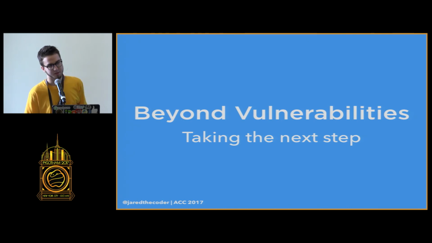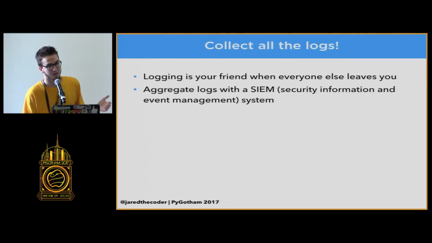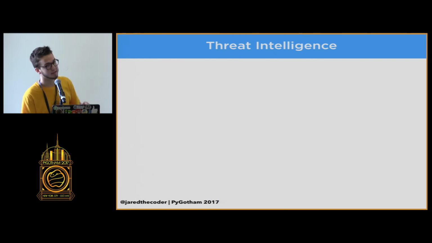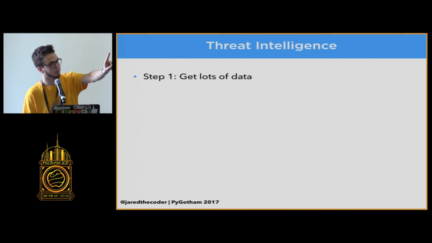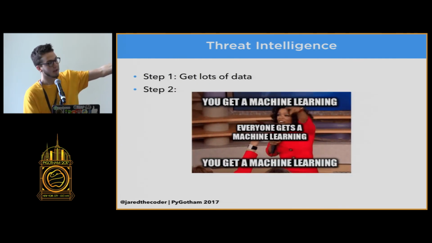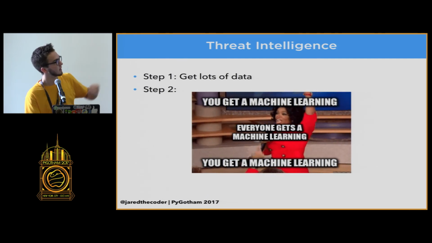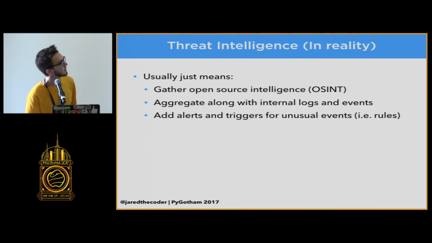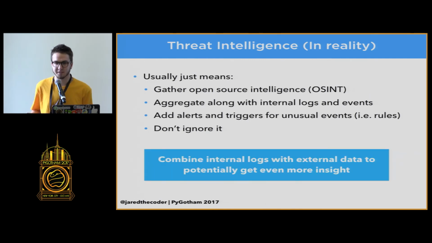I'm not going to talk much about this, but the goal here is to collect all your logs, beyond actual web security. Knowing how things propagate through your systems is important. There are lots of tools to do this. Threat intelligence, this one's fun. Who's heard of threat intelligence? Threat hunting, any of those things? So step 1, implement your own threat intelligence. Get lots of data. Step 2, machine learning. Everybody use machine learning. Actually, threat intelligence is just gathering data, aggregating it all, adding alerts or triggers for unusual events, and not ignoring them. We get thousands of alerts a day. Keep an eye on them and look at the ones that matter, or figure out the ones that matter.